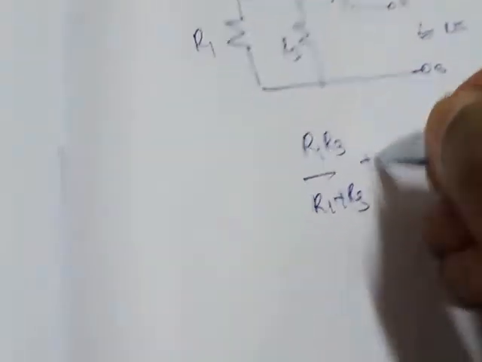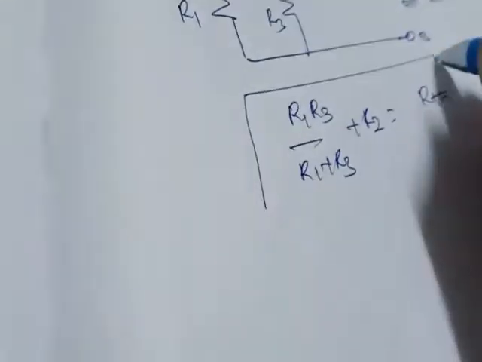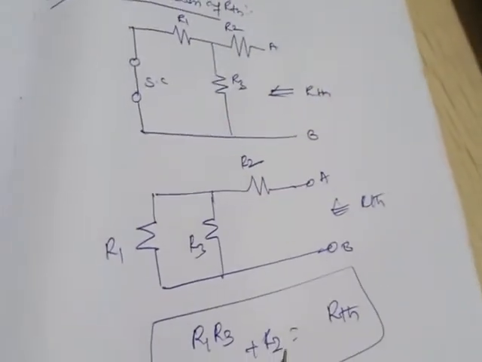For that resistance, how will this R2 be? It will be in series, that is R2. This is equal to R Thevenin's. This is how to find out R Thevenin's. So in order to find out R Thevenin's, what do you have to do?